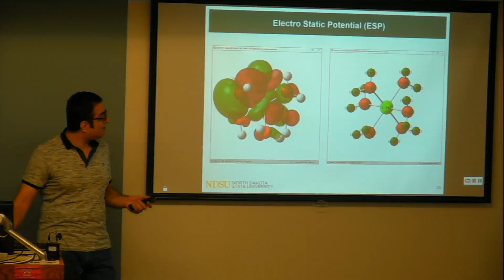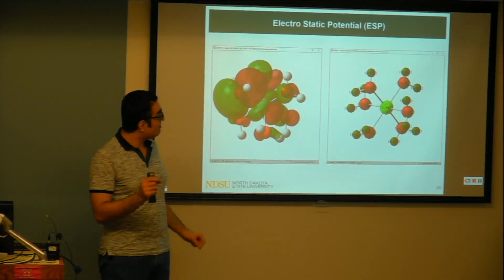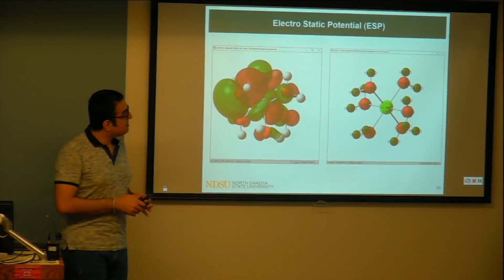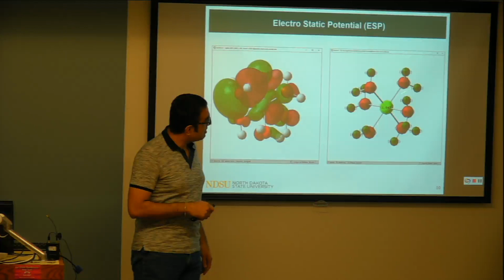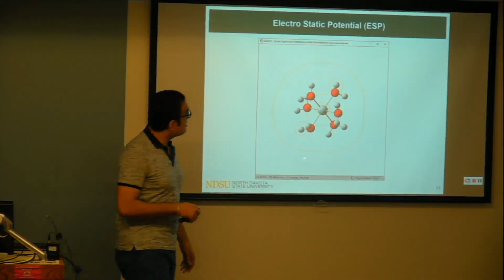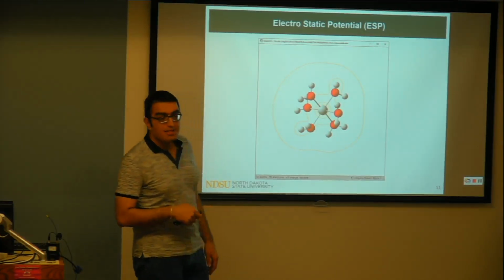Here is an example of an isosurface for electron density for the materials that we used in the lab session yesterday. Also, this is a charge distribution for that composition. And finally, this is the ESP graph. Thank you for your attention.